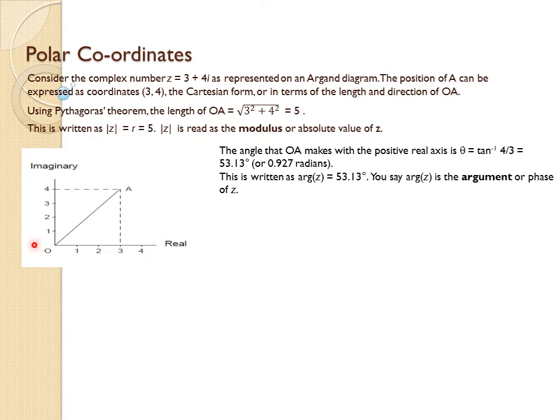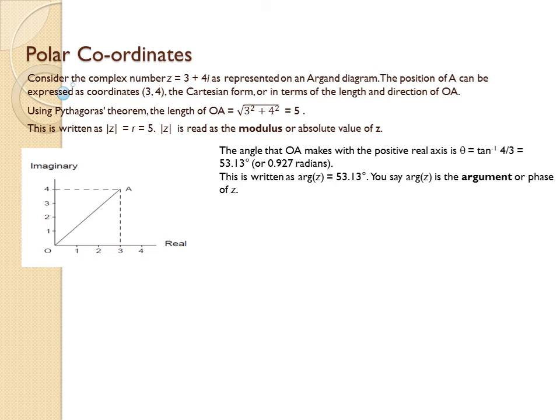This is OA. OA is the complex number, and this complex number makes an angle theta with the positive real axis. This angle theta is given by theta equal to tan inverse 4 by 3. Why 4 by 3? Because tan equals perpendicular by base, so that is 4 by 3. So tan inverse 4 by 3 equals 53.13, which you can find through a calculator. This is written as argument of z, that is 53.13 degrees. So this is called the argument.